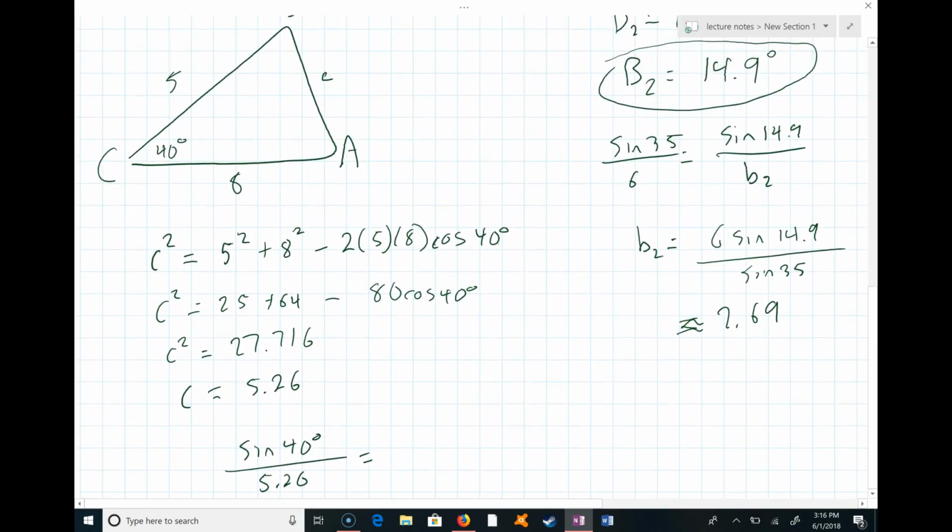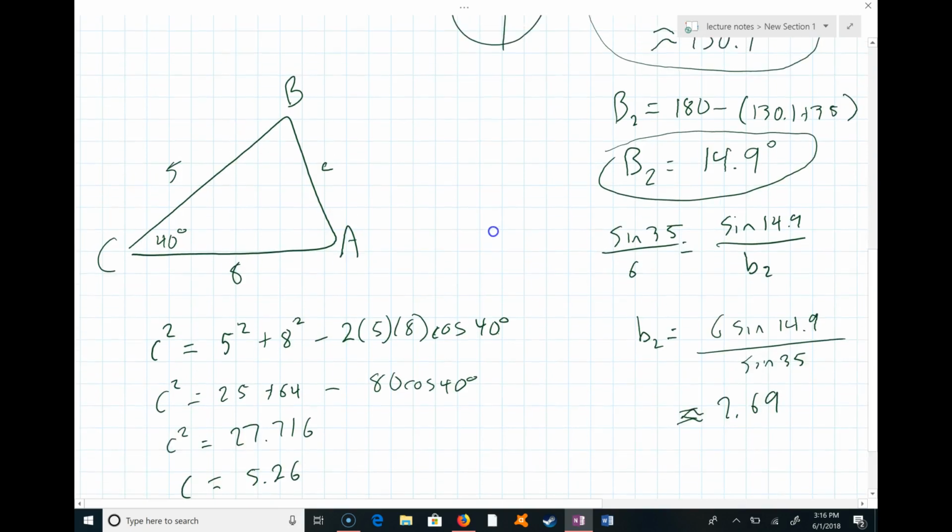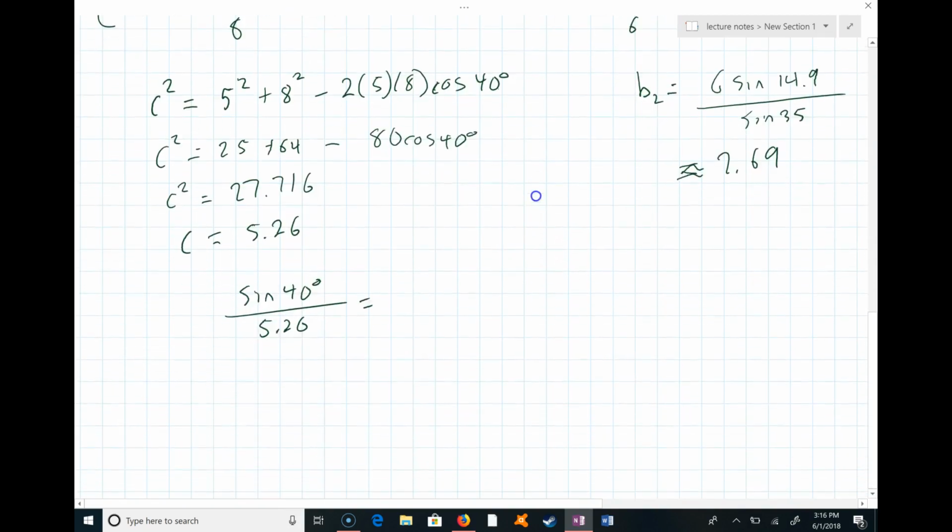We don't have to worry about that, because all we have to do is make sure we find the biggest angle last, and we'll just subtract the other two from 180 to get it. How do you tell which is the biggest angle? Well, it's the angle opposite the biggest side. So because this is 5 and that's 8, that means B is the biggest angle in the triangle. So I'm going to find A first.